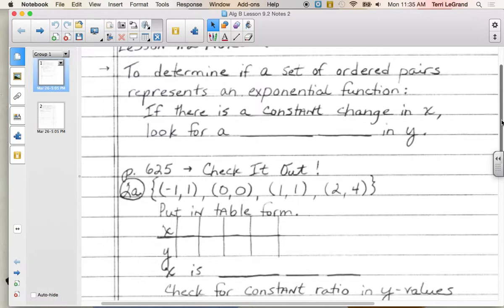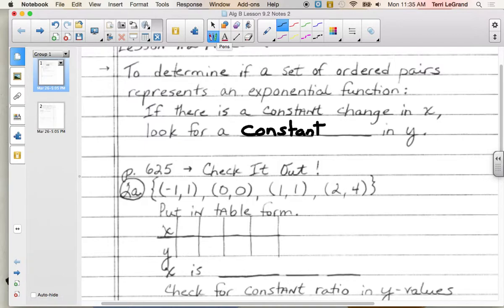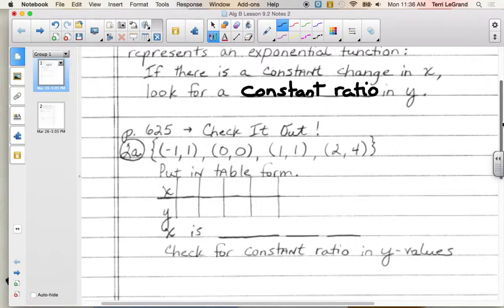If you have a constant change in x, then you can look for a constant ratio, not a constant change, a constant ratio in y. Remember, in other words, geometric sequences. Is there something that you multiply the previous term by to get your new term? So if we have a constant change in x, the x's are going up or down by the same amount. They're increasing by 1, they're going down by 2, whatever, that's an addition and subtraction thing. If there's a constant change in x, then we're going to look for a constant ratio in y.